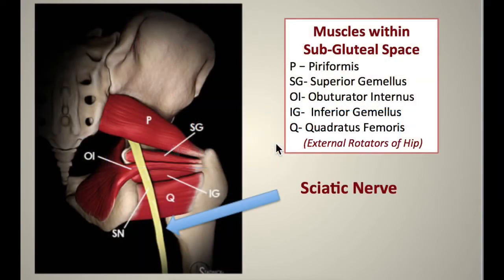In the subgluteal space, we've got the piriformis, the gemelli, the obturator and the quadratus femoris. The sciatic nerve emerges from the pelvis, usually at the midpoint between the ischial tuberosity and the greater trochanter. It's vulnerable to compression at the level of the piriformis. In the majority of the population, the sciatic nerve passes underneath the piriformis, but in around 20 to 22% it pierces it, where it's vulnerable to compression.